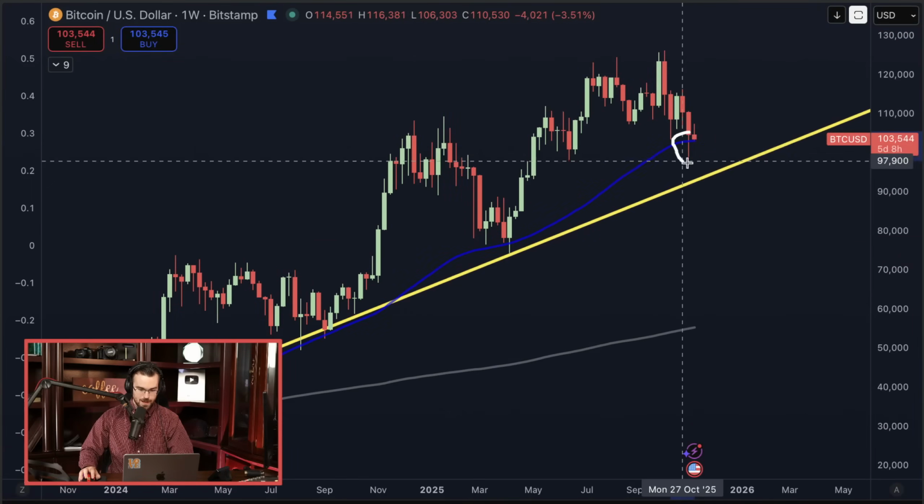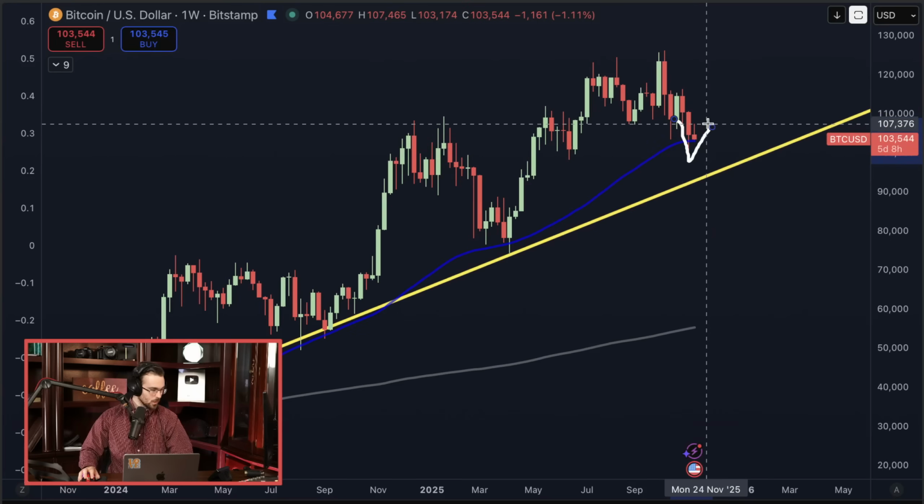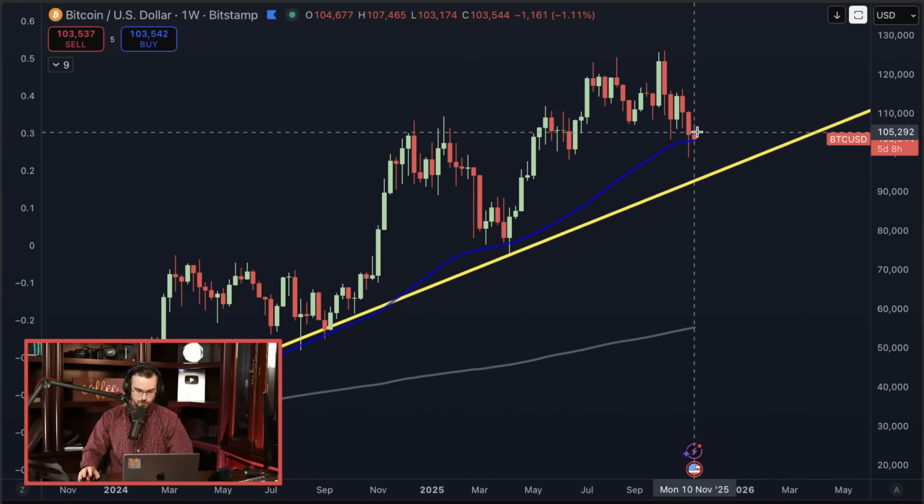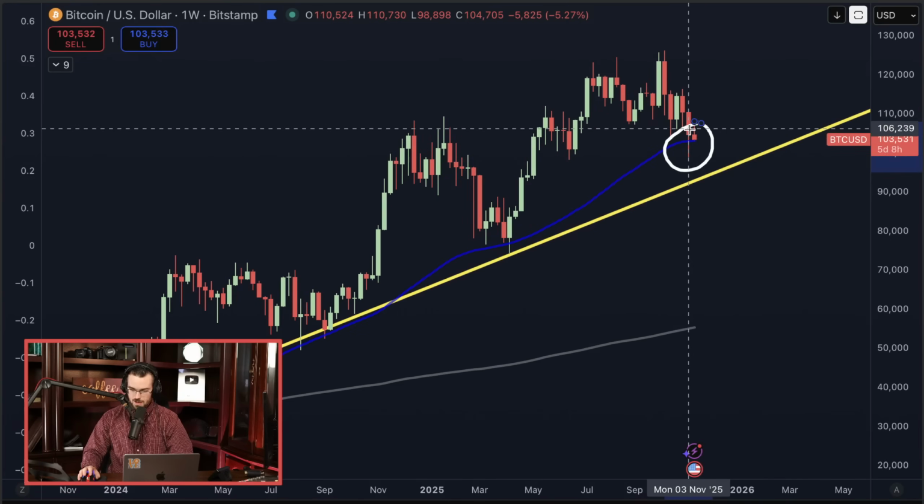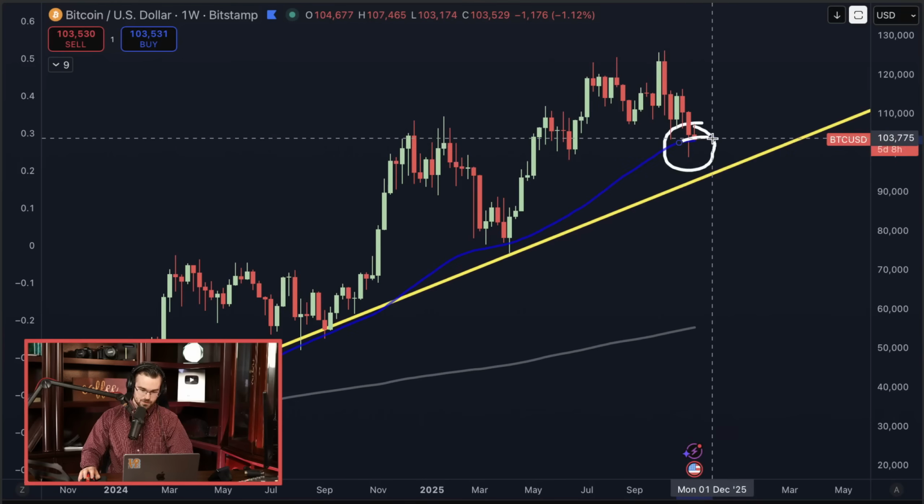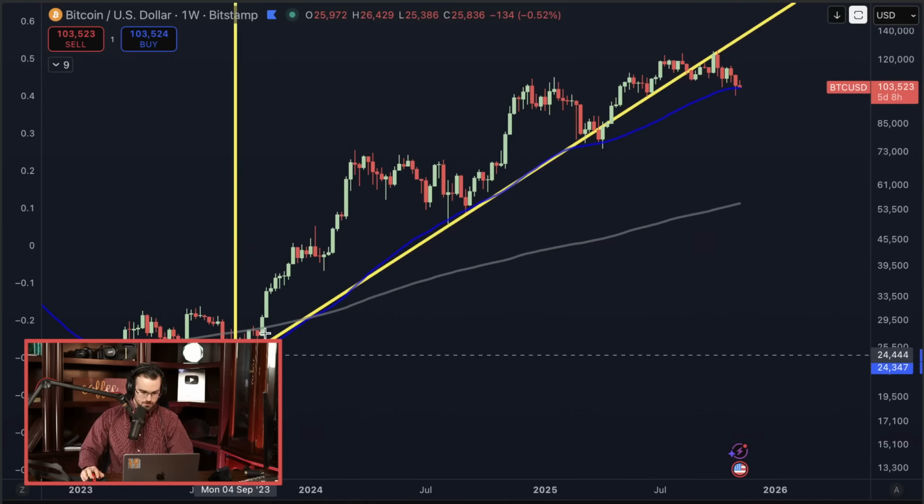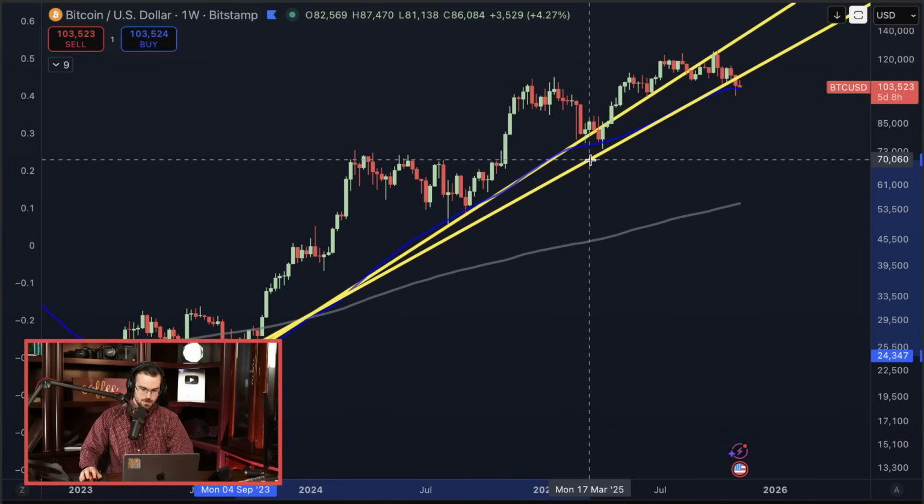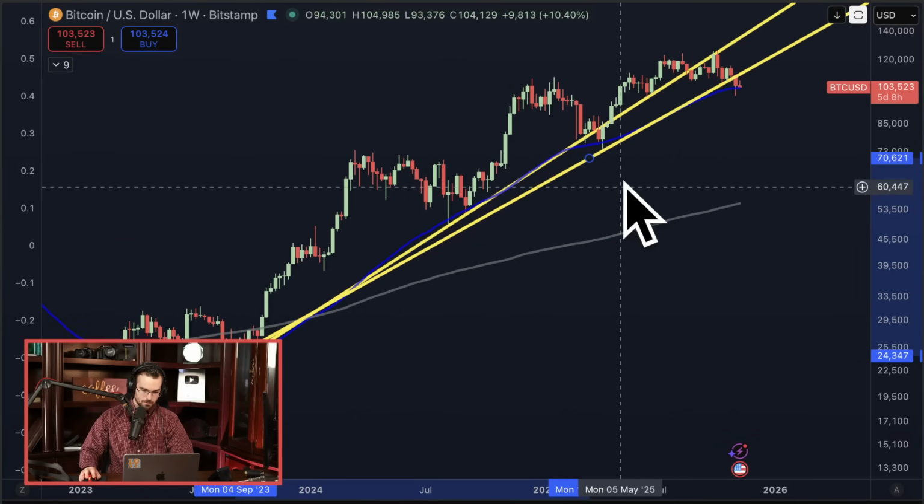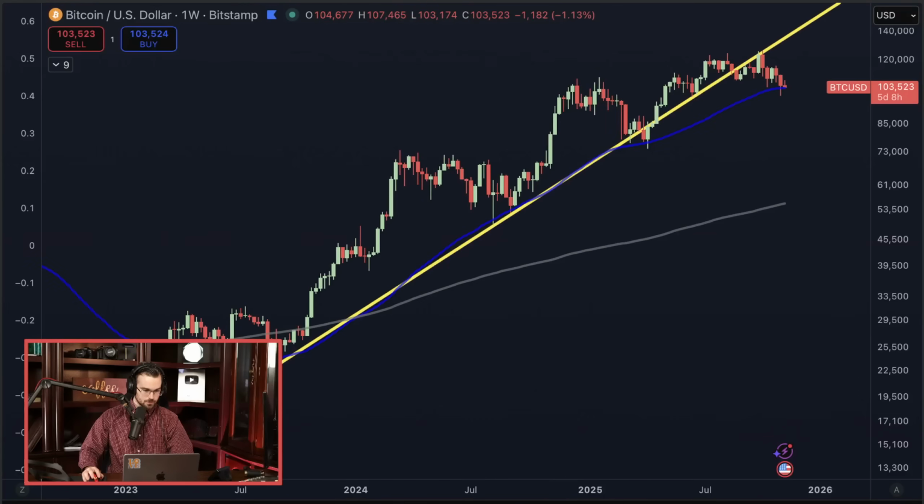We did manage to put a bottom in on it. We briefly wicked below the 50 weekly moving average, but so far we are still above it, which is very encouraging. And so long as we're still above the 50 weekly moving average, that is going to give us somewhat of a bullish bias. On top of that, as you can see, Bitcoin is still somewhat above the logarithmic uptrend, although for the most part it has broken.